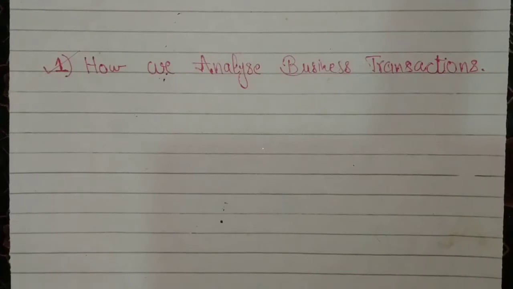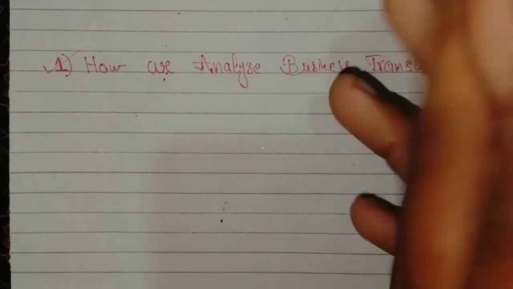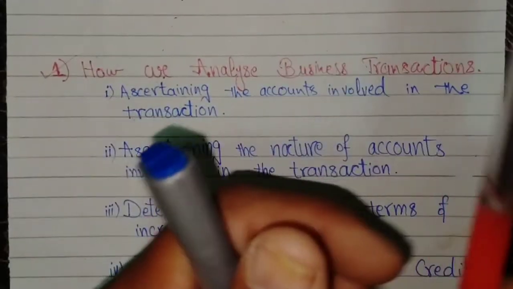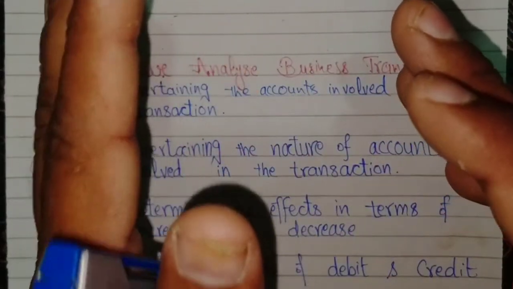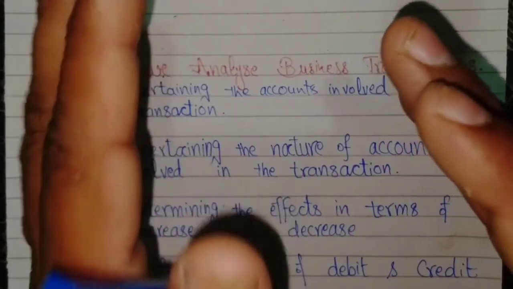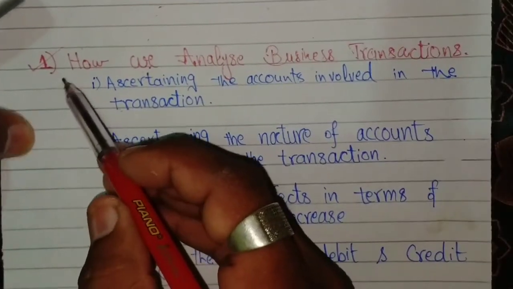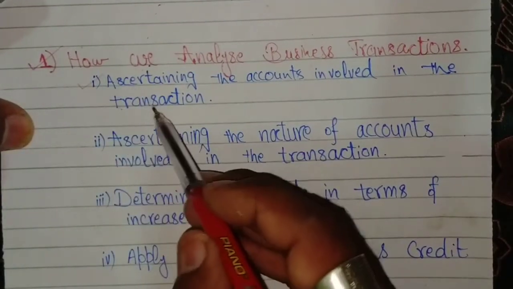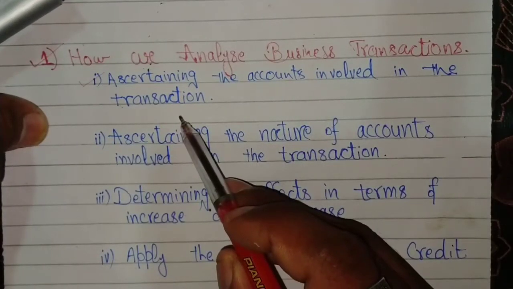The accounting cycle starts with the analysis of transactions. A proper analysis of business transactions is very important to make a correct journal entry. Dear students, analysis of business transactions is a mental process which includes the following 4 steps. Number 1 is ascertaining the accounts involved in the transaction.